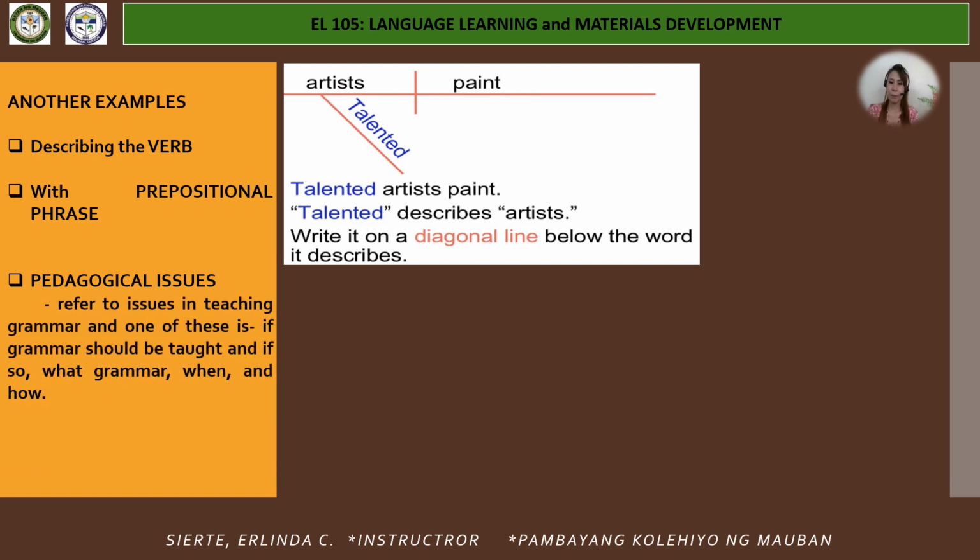Next is pedagogical issues. It refers to issues in teaching grammar, and one of these is whether grammar should be taught, and if so, what grammar, when, and how.